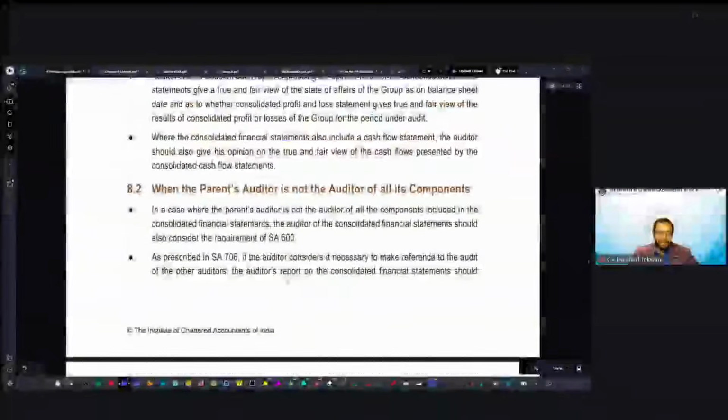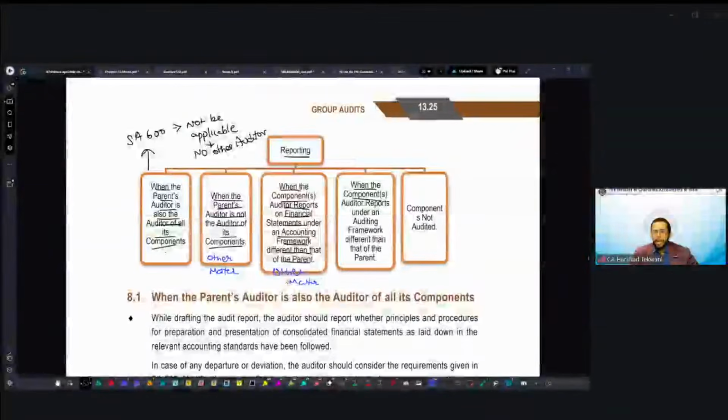Then the next case is when the component auditor's report is under an audit framework different from the parent's. That means the auditor is also using a different set of standards than the standards being followed by the parent auditor. What will you do? What will you do?